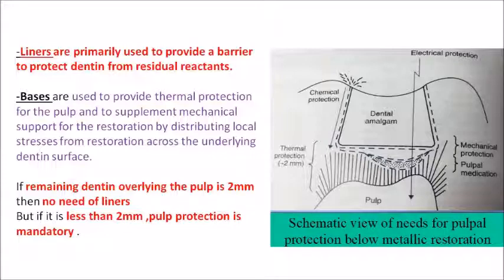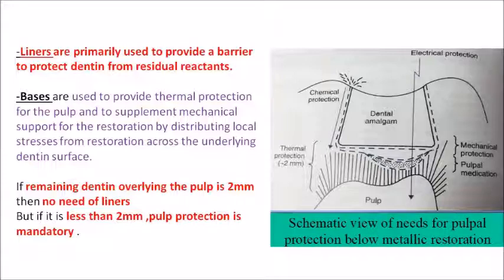Liners are primarily used to provide a barrier to protect the dentin from residual reactants. That is what liners are for. But bases are used to provide thermal protection for the pulp and to supplement mechanical support for the restoration by distributing local stresses from the restoration across the underlying dentin surface.